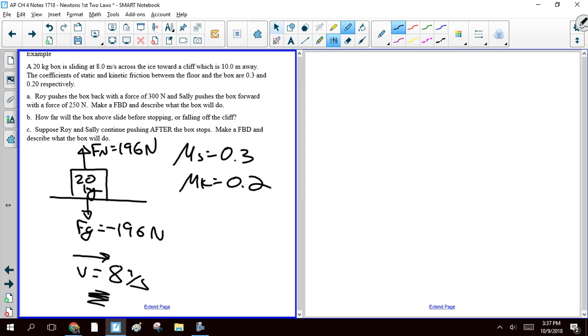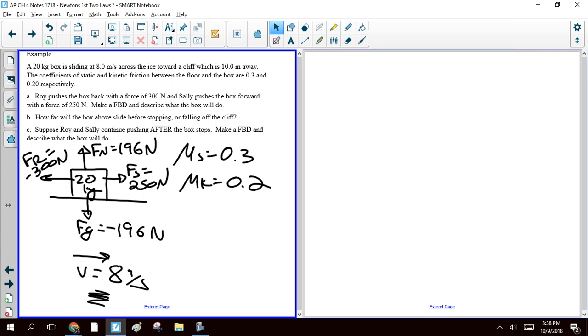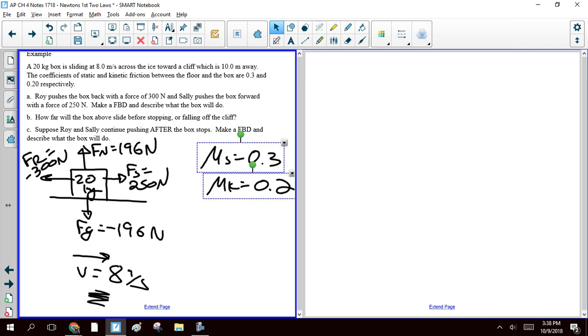So then you do your given forces. I probably should have held off on this. It says Roy pushes the box back with a force of 300 newtons. So here's my force of Roy, negative 300 newtons. Sally pushes the box forward with only 250 newtons. Make a free body diagram and describe what the box will do. Okay, well, my free body diagram is started, but I need to do something with this friction, right? So let's move these guys over.